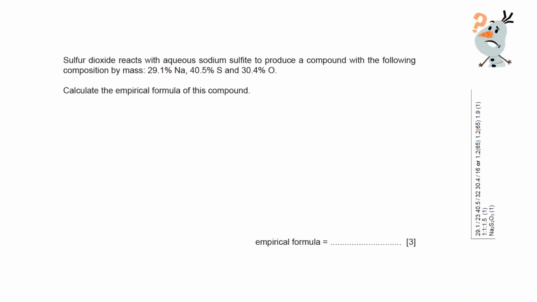This question is related to empirical formula. Sulfur dioxide reacts with sodium sulfide to produce a compound with the composition percentage of sodium 29.1, sulfur 40.5, and oxygen 30.4. We need the empirical formula of this compound. To get the empirical formula, there are 3 steps. We have sodium, sulfur, and oxygen. Sodium is 29.1%, sulfur is 40.5, and oxygen is 30.4.